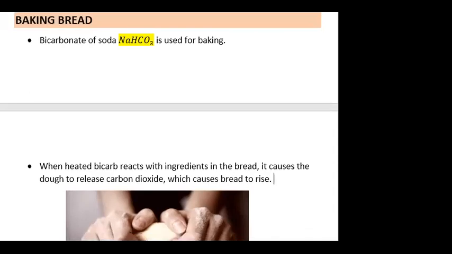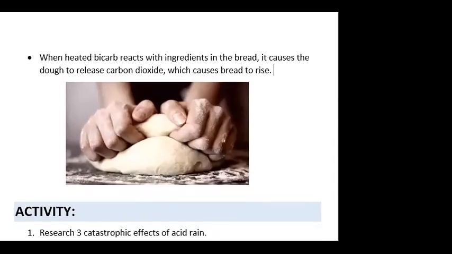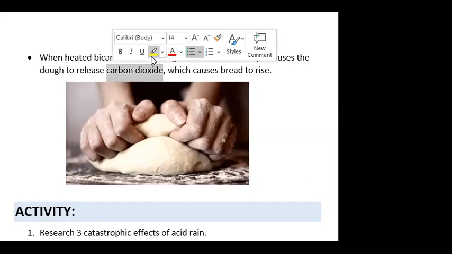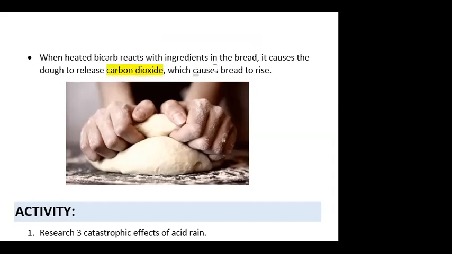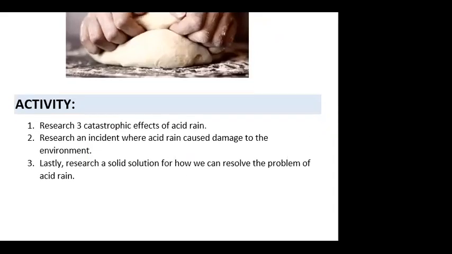Okay, so the next application of acids and bases is when you're baking bread. When you're baking bread, you add bicarbonate of soda into your mixture, right, guys? And let's talk about why you put bicarbonate of soda. When you're heating the bread, the bicarb reacts with ingredients in the bread, such as water, salt, whatever else you put in the bread. And this causes the dough to release carbon dioxide. That's very important. When carbon dioxide is released into the dough, that is how you see that your bread is rising, because the gas is rising within your bread. Right, guys? Just FYI for today.